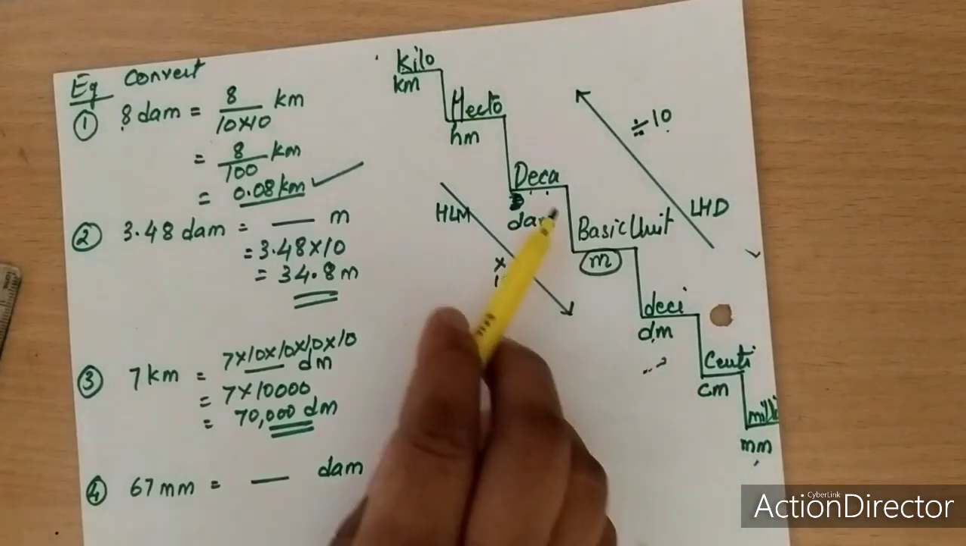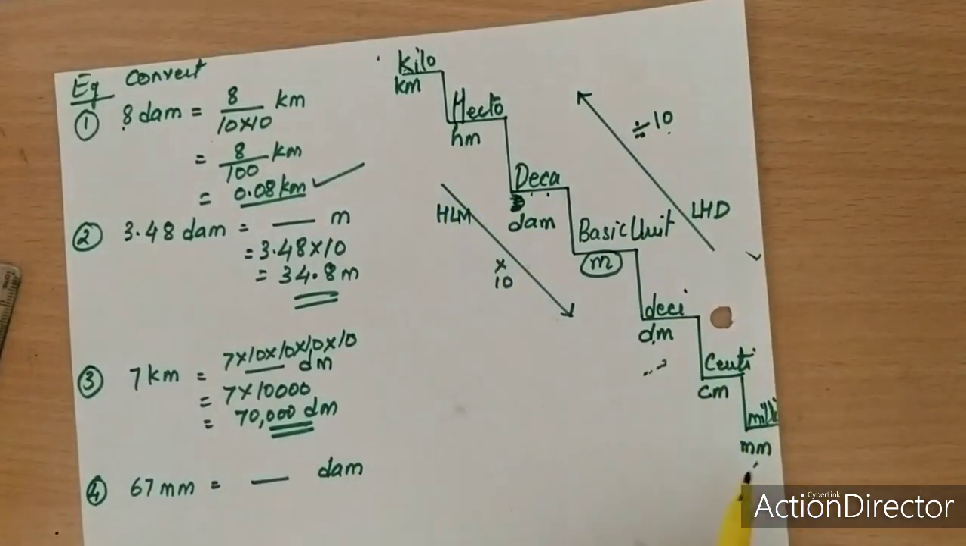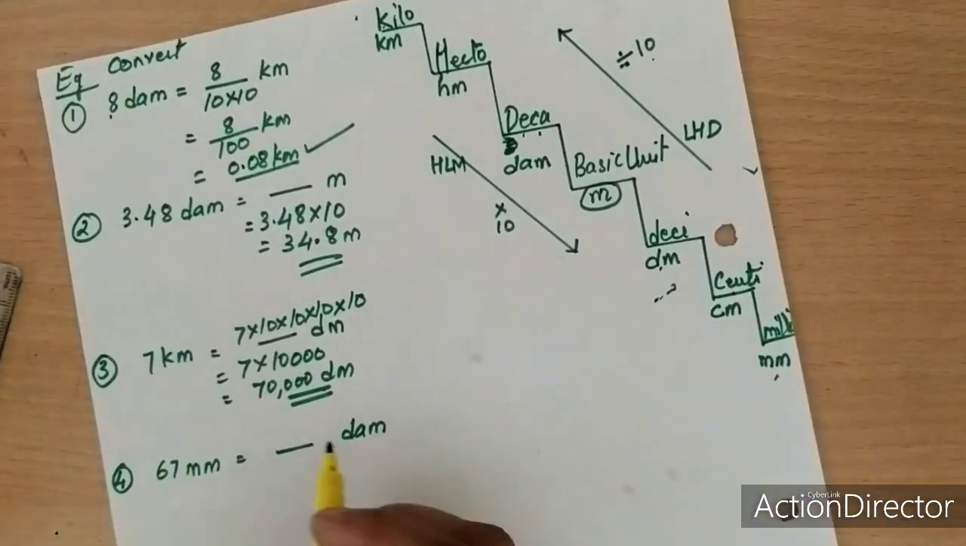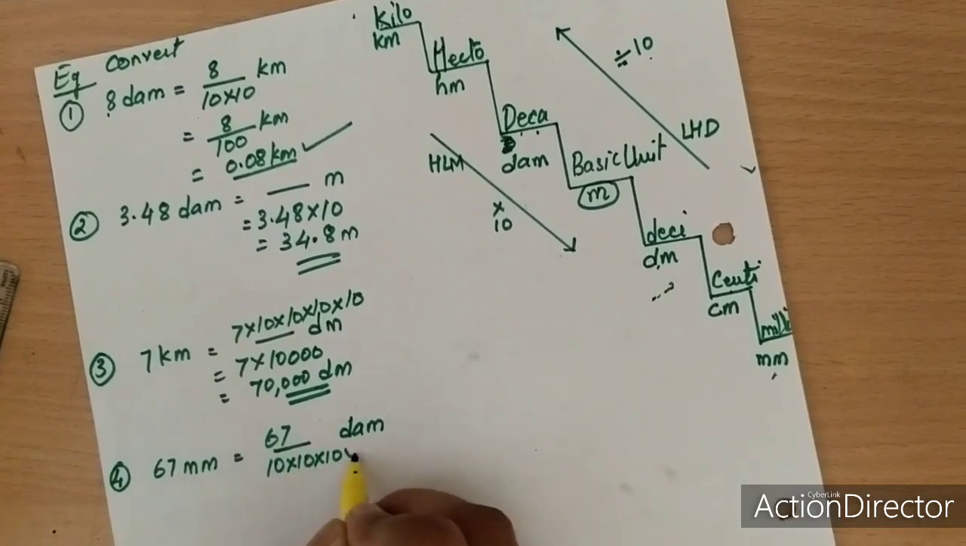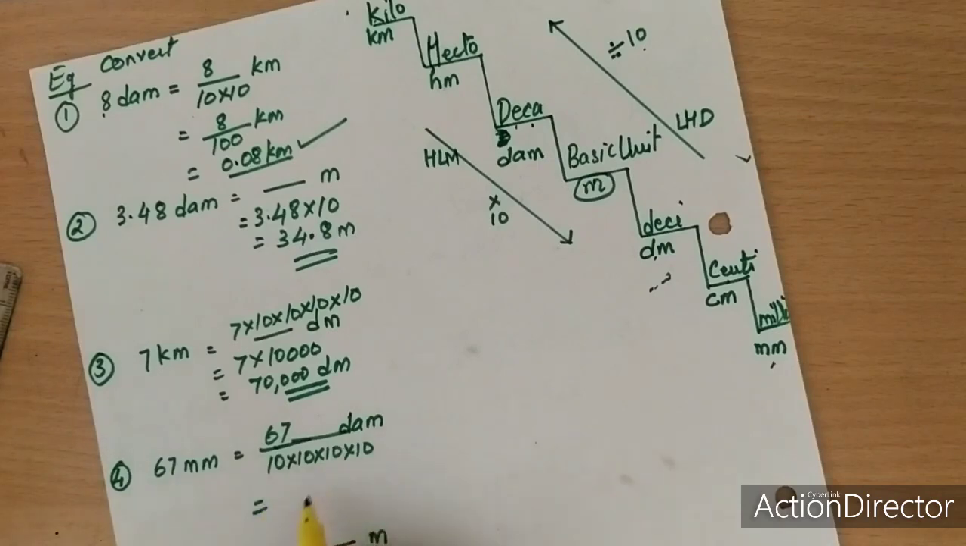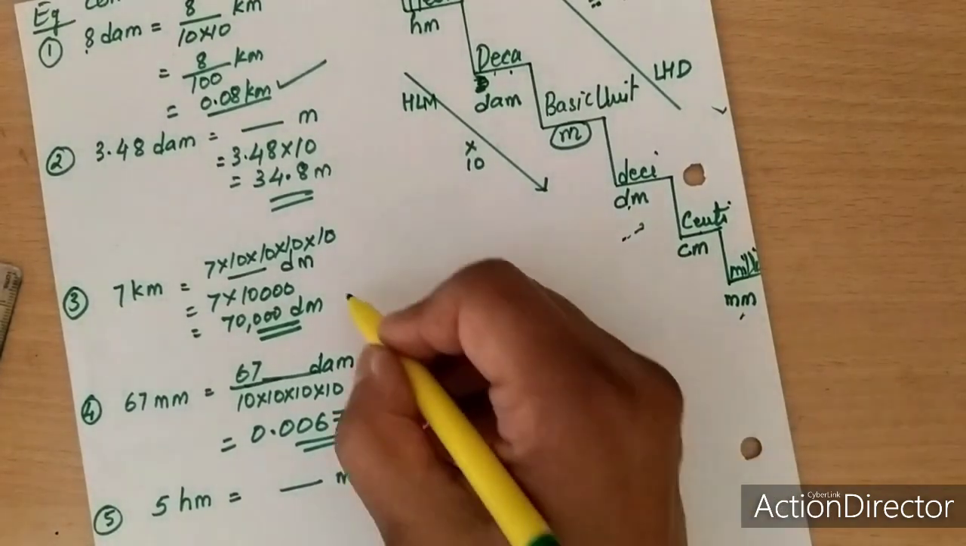Similarly, 67 millimeter to decameter. Now, millimeter to decameter means lower to higher. So, you have to count the steps. 1, 2, 3, 4. So, here 10, 4 times you have to write in the denominator. That means divide it. So, it should be 0.0067 decameter. Clear? This is your answer.